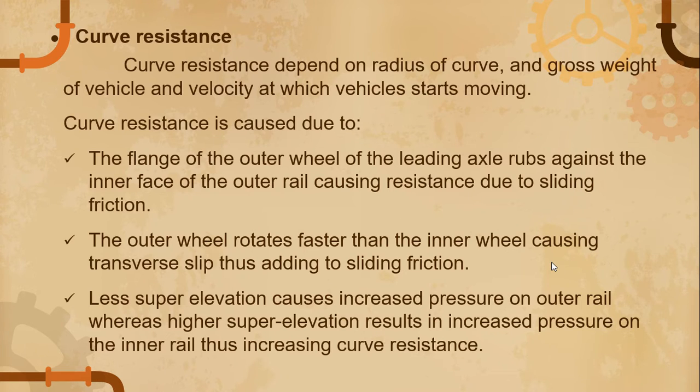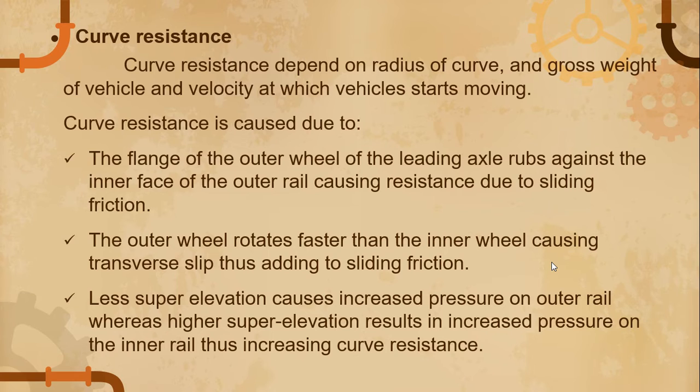Under rolling resistance, we have curve resistance. Curve resistance depends on radius of curve and gross weight of vehicle and velocity at which vehicle starts moving. A train must overcome this when traveling on a curved section of track. Most railways are described in terms of piecewise curves. The two main types of segments, namely straight lines and circular arcs, are connected together via transition curves.